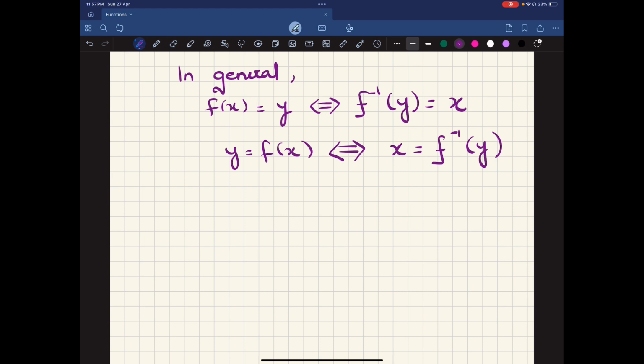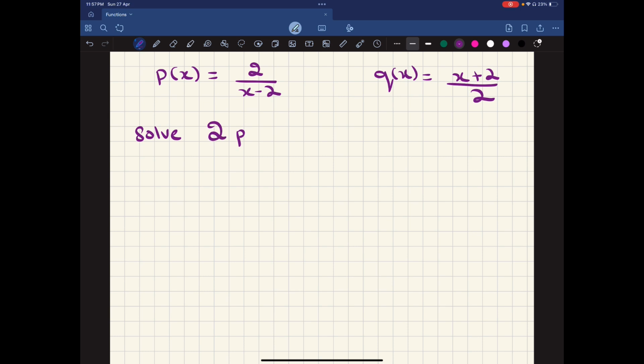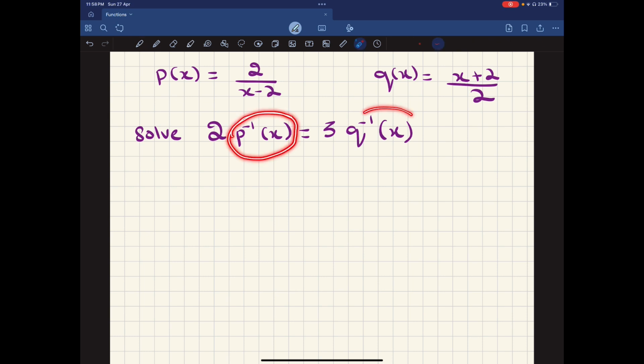Let's do an example very quickly to make sure that there are no confusions regarding finding inverses. For example, if p of x is equal to 2 over x minus 2 and q of x is equal to (x plus 2) over 2, and the question asks you to solve 2 times p inverse of x is equal to 3 times q inverse of x. So what are you going to do here? To solve this equation, you first need to find the inverse function of p and the inverse function of q. So we're quickly going to do that.